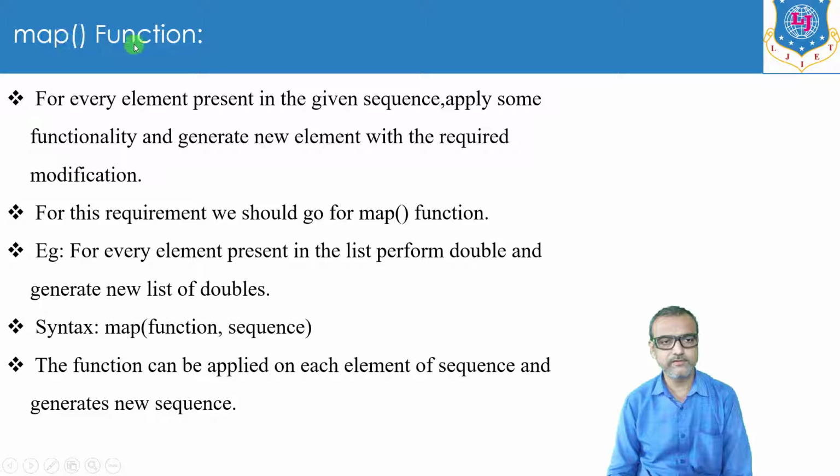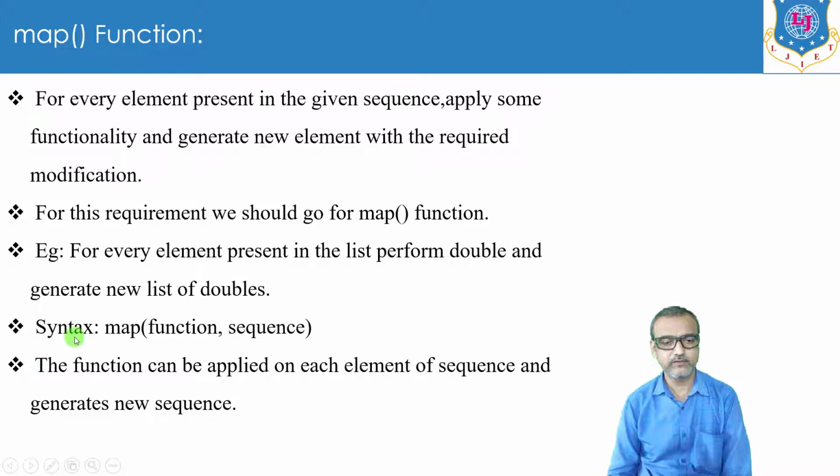First of all we will see the map function. For every element present in the given sequence, apply some functionality and generate a new element with the required modification. For this requirement, we should go for the map function. For example, for every element present in the list, perform double and generate a new list of doubles.